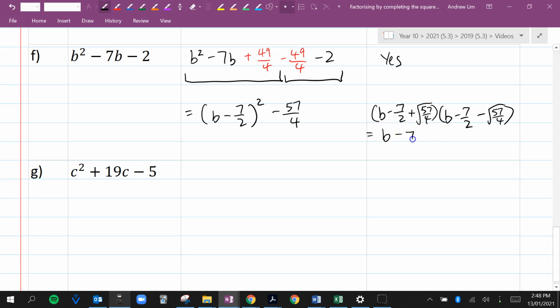So if you want, we can do it like this. B minus 7 plus root 57, and that bit is all over 2. And here we've got b minus 7 minus root 57, and this bit is over 2. Just remember, because the square root of 4 is 2, it'll have the same denominator as this one, so we can put minus 7 plus root 57 all over 2 as one fraction.